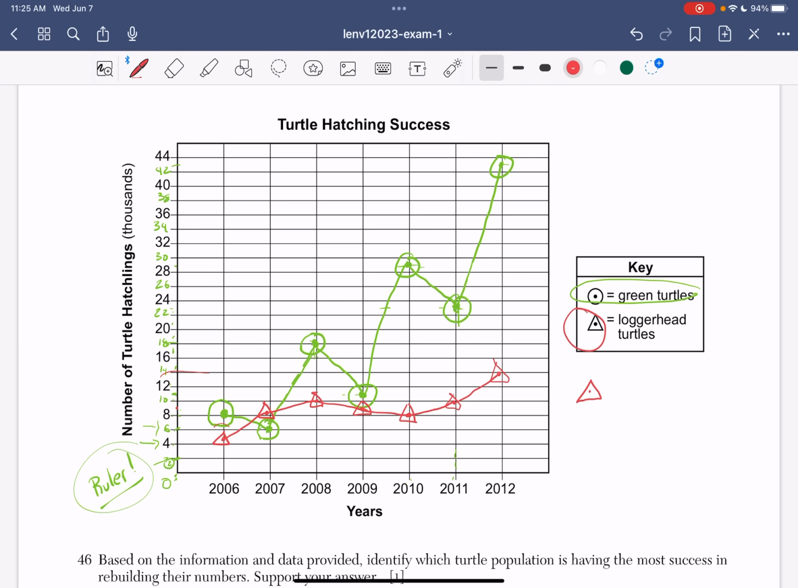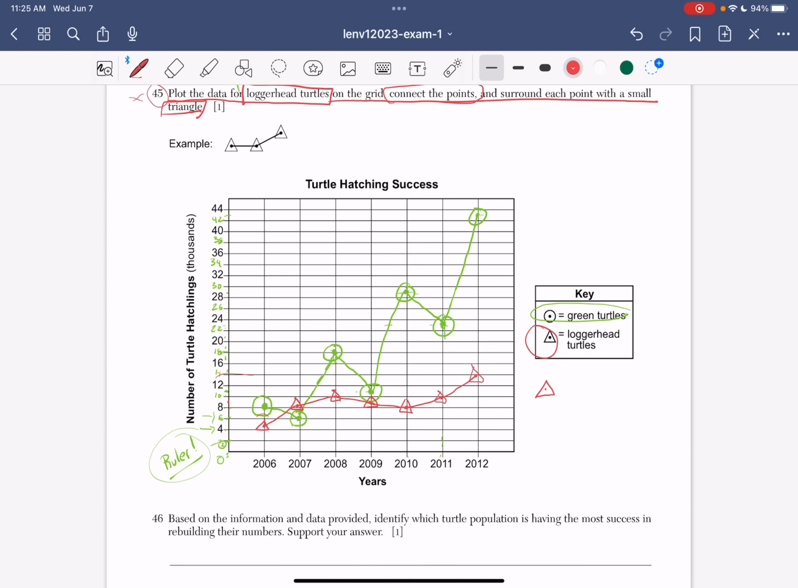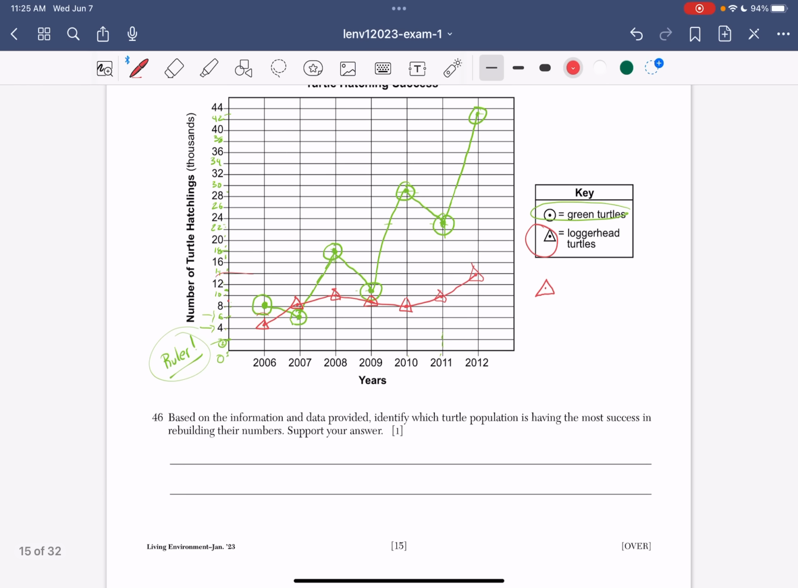Now, remember, every test is different. You might get a line graph. You might get a bar graph. But for this one, we did good, guys. We did good. So now we're going to go to the short responses.